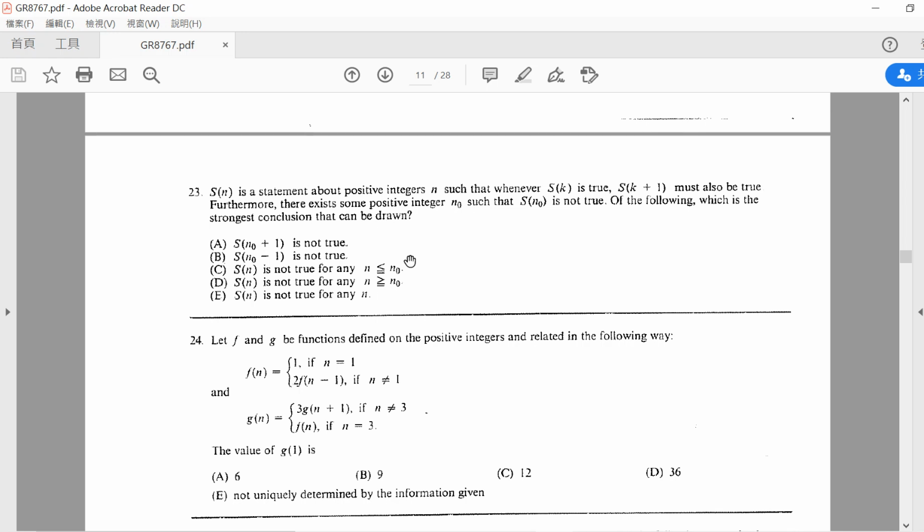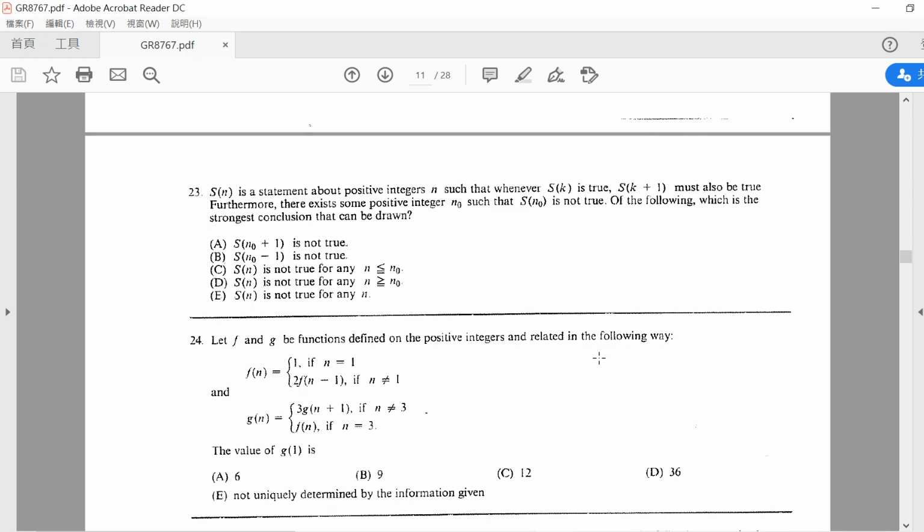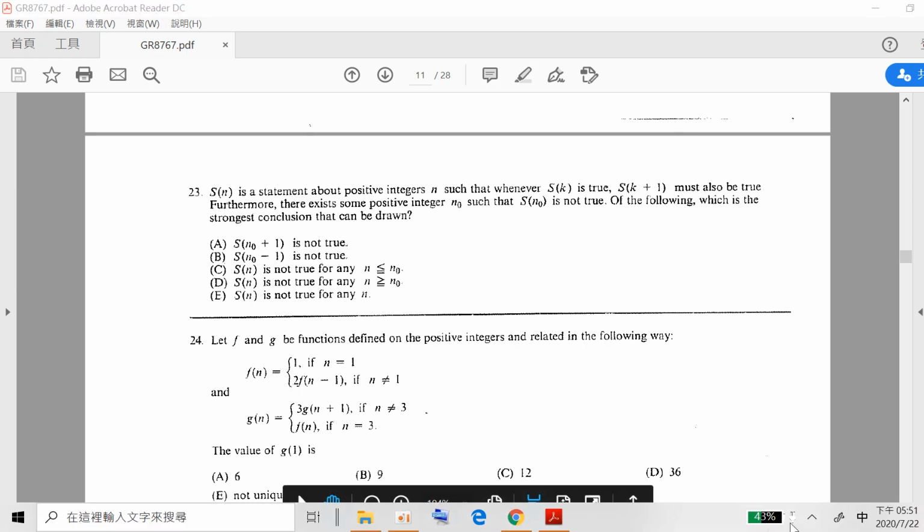Okay, so 23. Sn is a statement about a positive integer such that whenever Sk is true, then Sk plus 1 must be true. Furthermore, there exists some positive integer n naught such that Sn naught is not true. Of the following, which is the strongest conclusion that can be drawn?